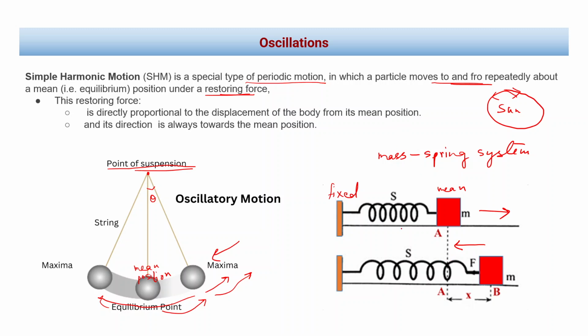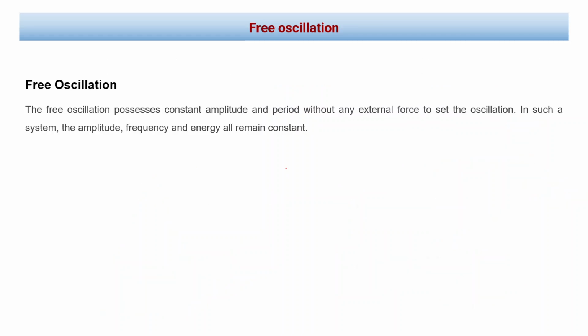That's why I call this simple harmonic motion too, because the same restoring force relation works on this also. We know Hooke's law is applicable here. This is the spring constant, and this negative sign says that the restoring force is in the opposite direction to the direction of displacement. So these are examples of simple harmonic motion. Now we can discuss a few types of oscillation.